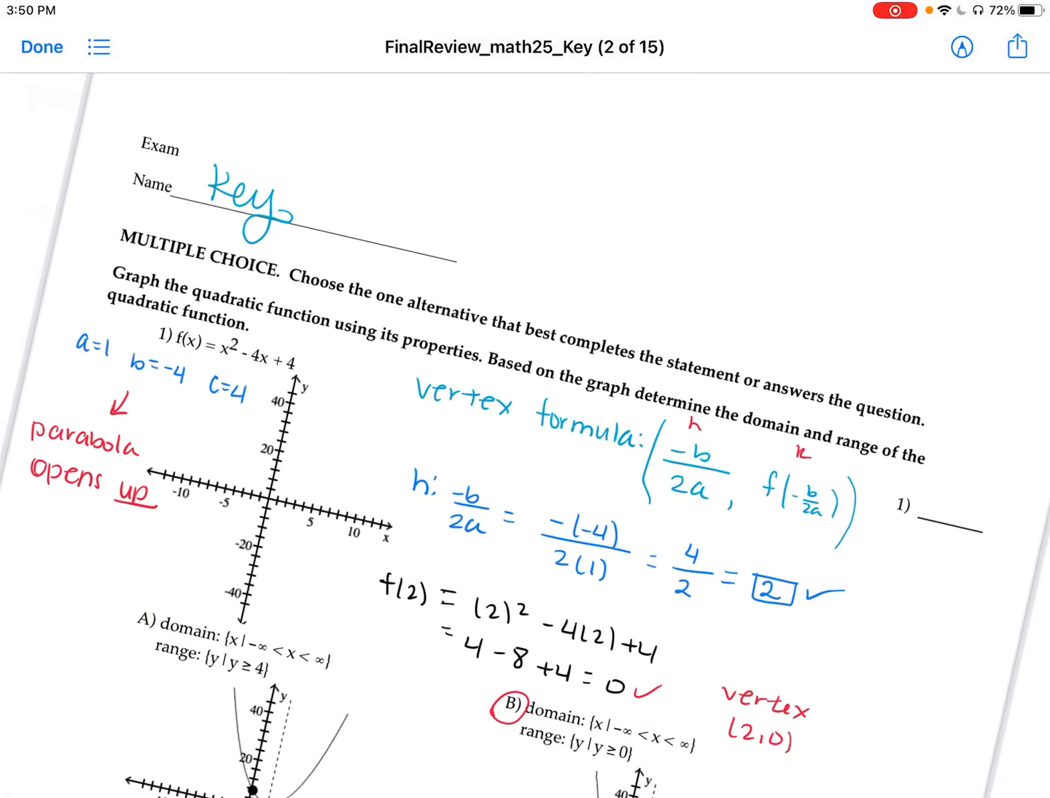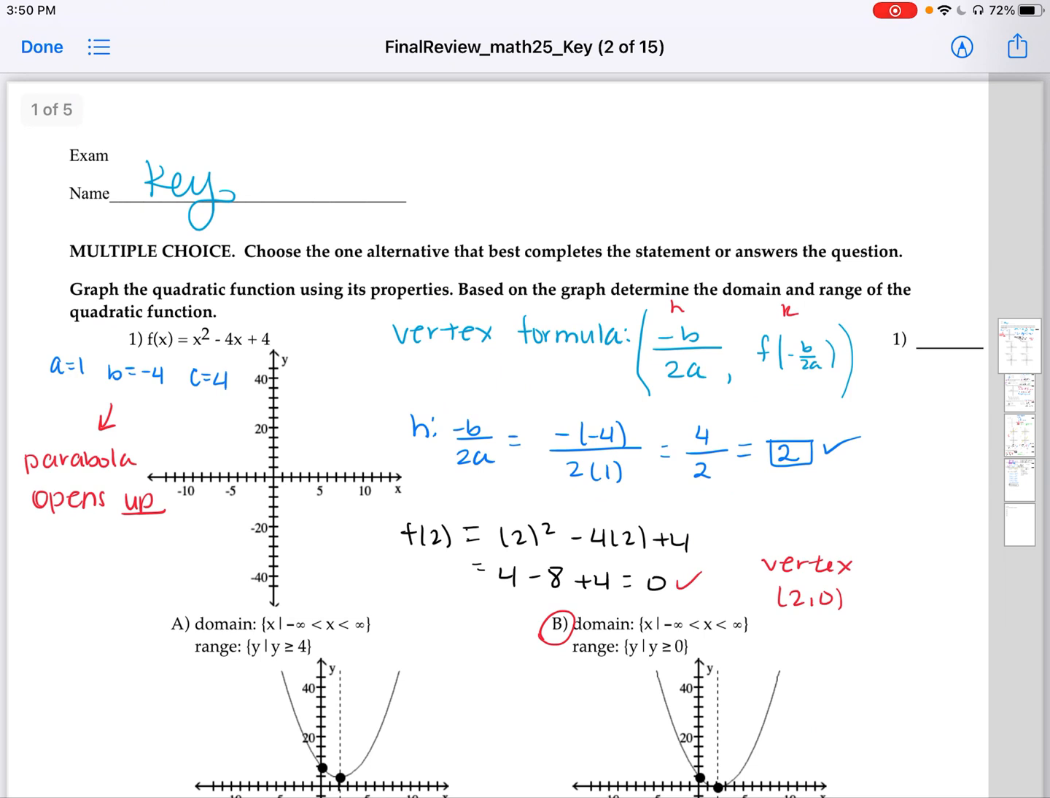So your exam will be made up of two parts. Part one is the multiple choice portion. Part two is an open response portion. This is a review to help you get through your multiple choice portion.